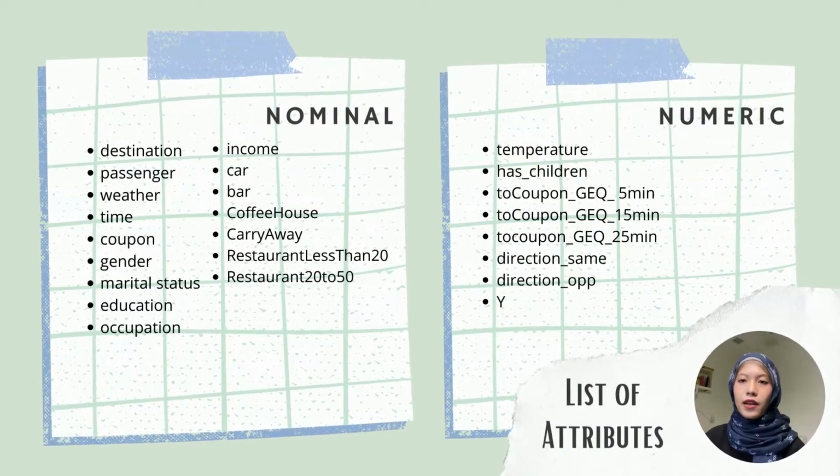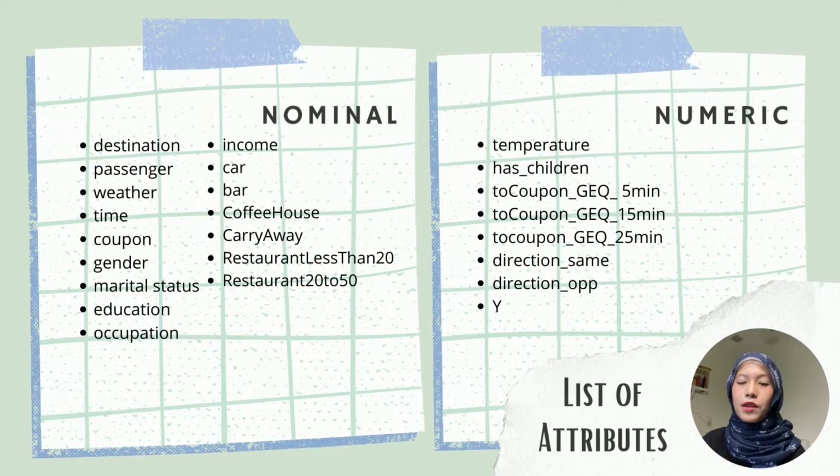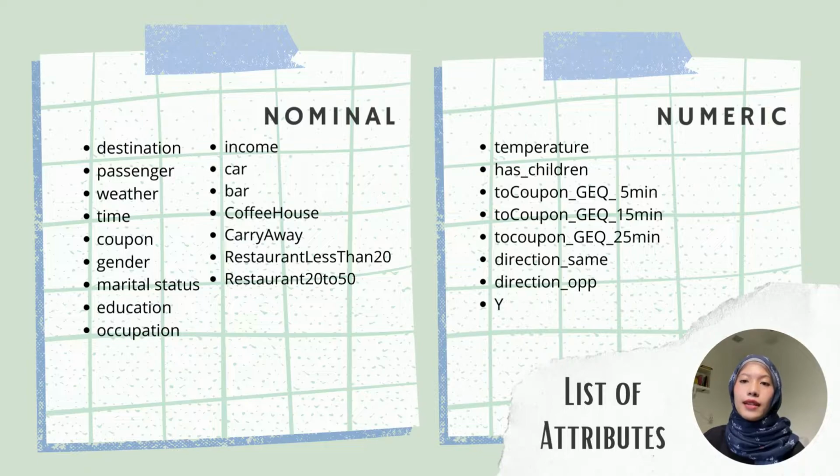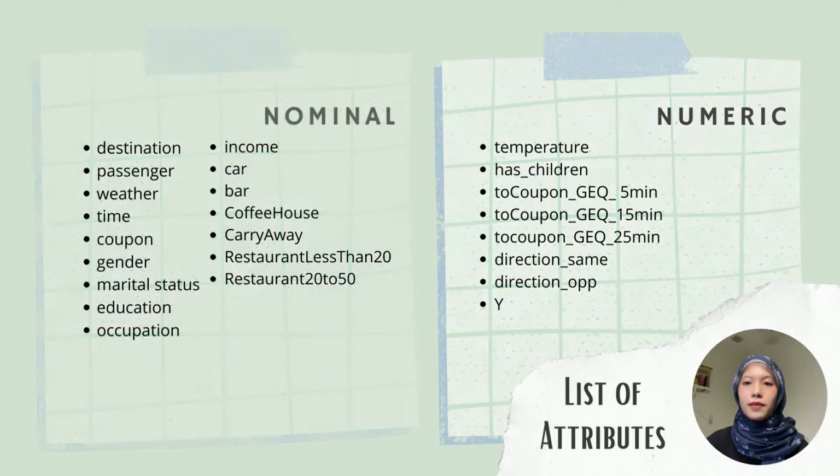These are the list of attributes from our dataset, which range from nominal and numerical data. As you can see, the numerical data has 8 attributes, which are temperature, has children, 2 coupons, EQ 5 minutes, 15 minutes, 25 minutes, direction same, direction opposite, and Y, which indicates whether or not the driver will accept the coupon based on the in-vehicle recommendation system. And the rest of the attributes are all nominal.